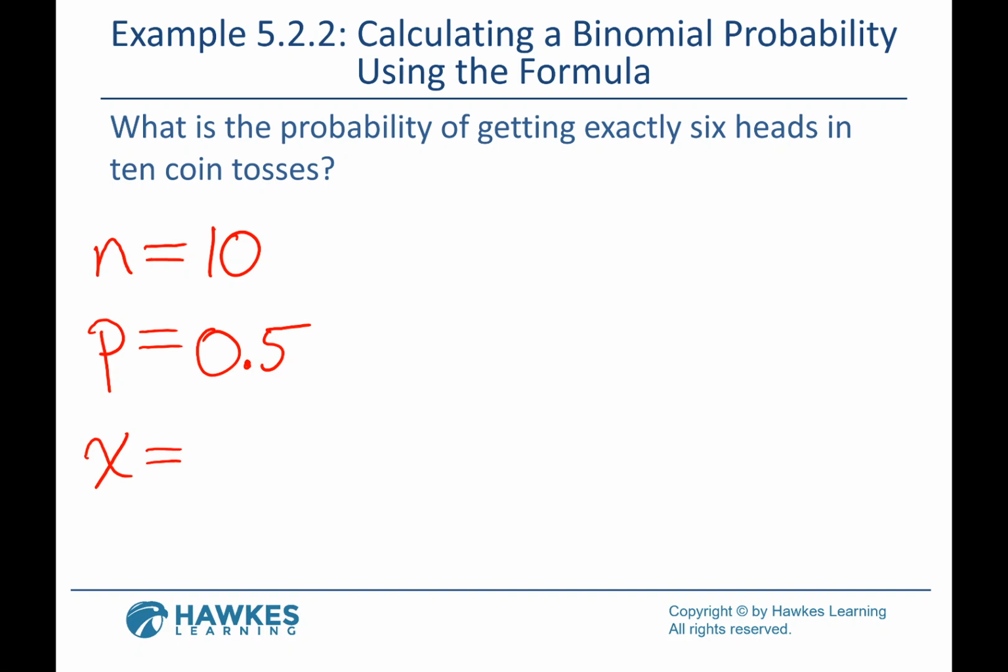And then little x is the number of successes that we're looking for. It's 6 because it asks us what's the probability of getting exactly 6 heads. So x is going to be 6.